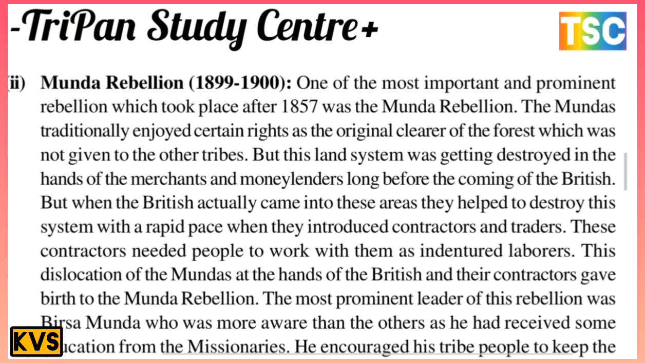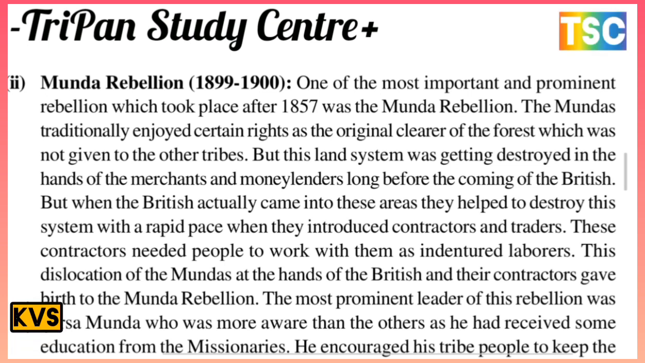The Munda rebellion, 1899 to 1900, was one of the most important and prominent rebellions which took place after 1857. The Mundas traditionally enjoyed a special right as the original clearers of the forest, which was not given to other tribes. But this land system was getting destroyed at the hands of merchants and moneylenders long before the coming of the British. When the British came into this area, they helped destroy this system at a rapid pace when they introduced contractors and traders. These contractors needed people to work with them as indentured labor, and this dispossession of the Mundas at the hands of the British and their contractors gave birth to the Munda rebellion.